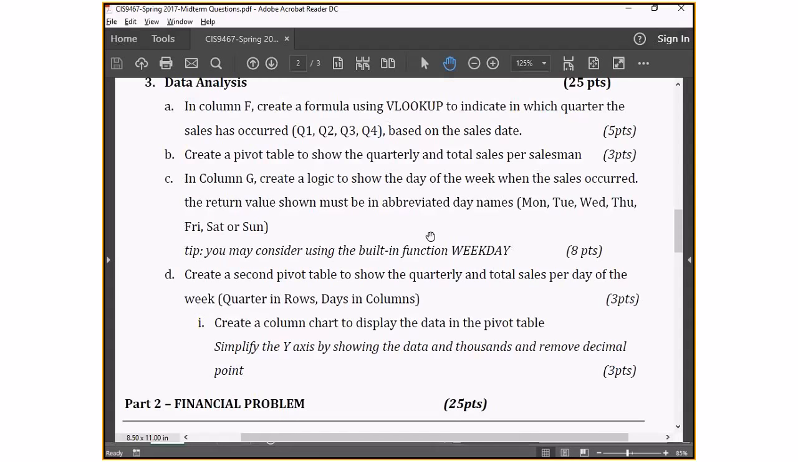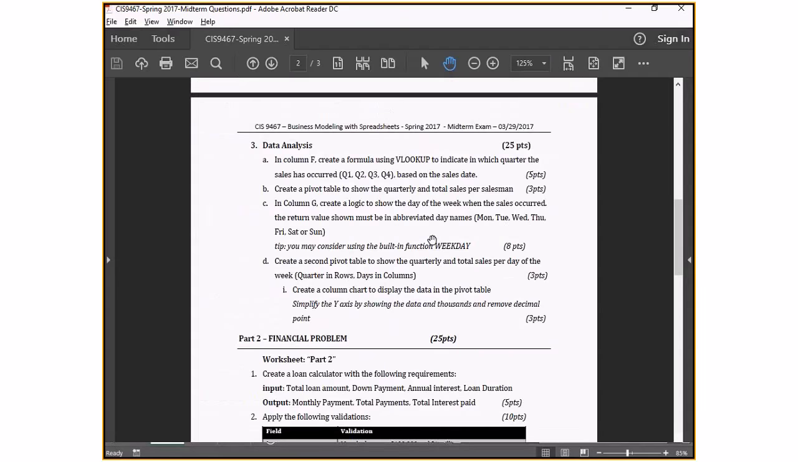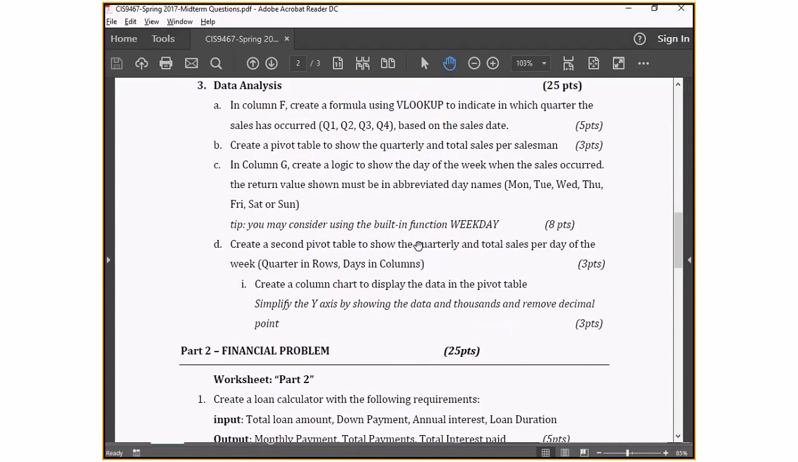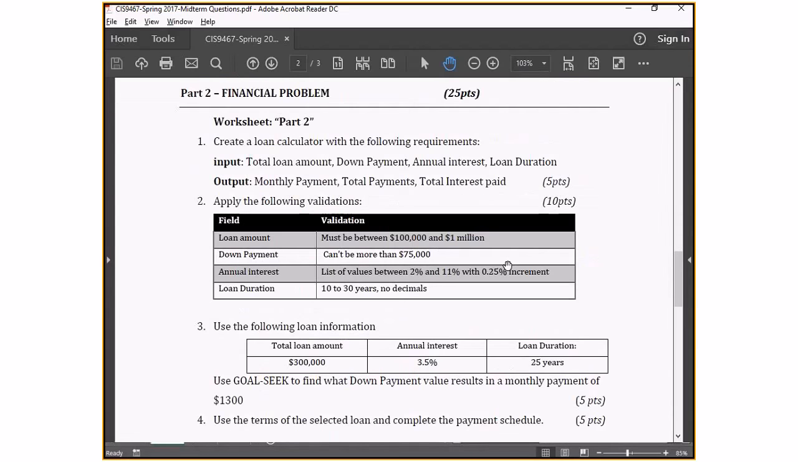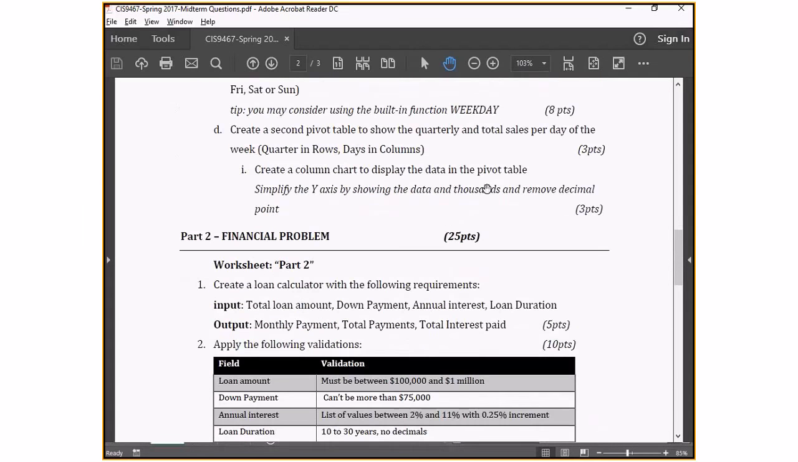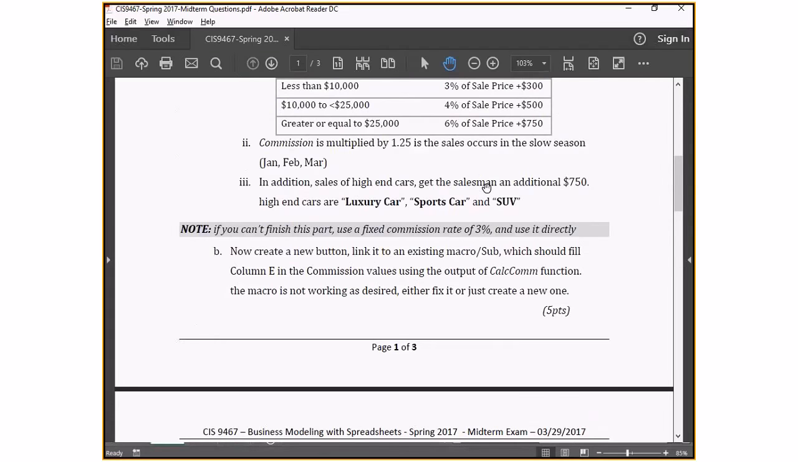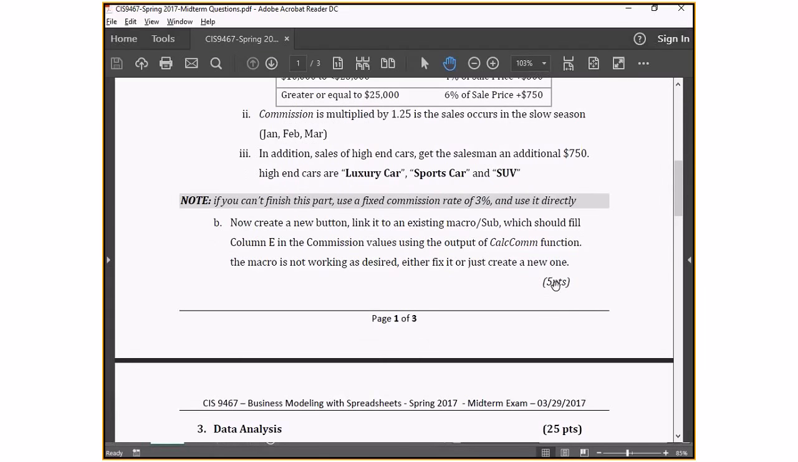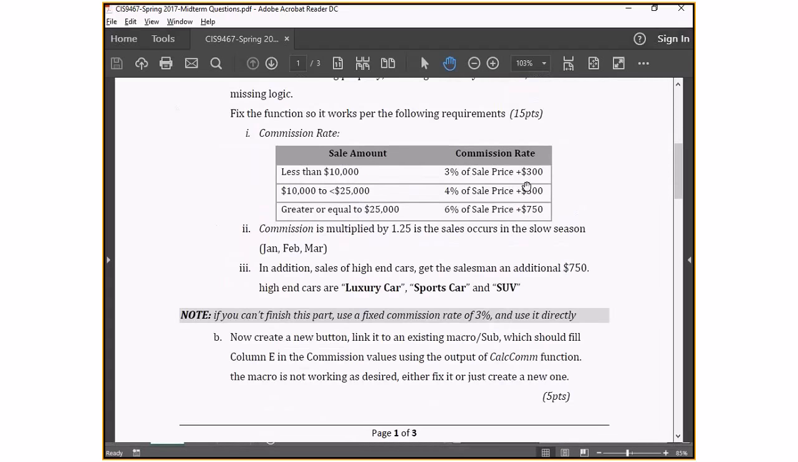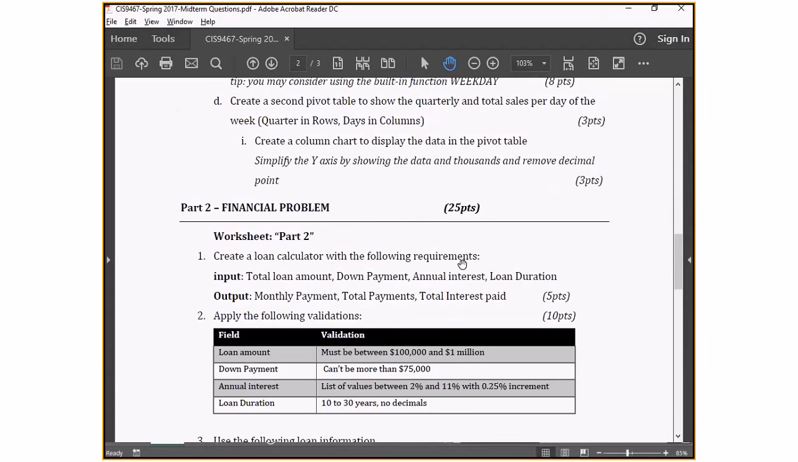Anything else? Wait, so this was at 125? This is 25 points. Financial problem 25, that's 50. See, almost there. This one, 5 points was supposed to be easy. And the import is 5 points, so that's another 10 points. So you have 60.